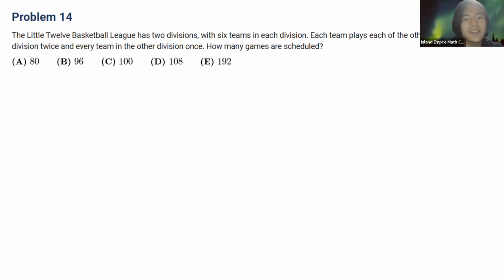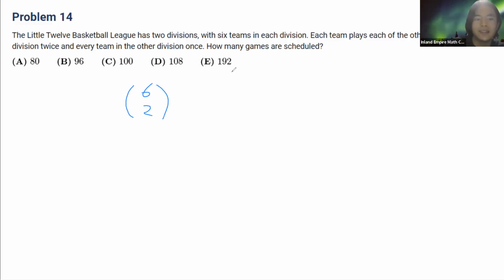As it says, each team plays each of the other teams in its own division twice. First of all, you want to look at how many ways you can pair up 2 teams, right? And that's just a simple combination. You have 6 teams in total for each division. You want to choose 2 of them, right? This represents the total number of possible matches, right? But then it says that for each possible match, you actually play them twice, right? So that means you want to multiply this by 2.